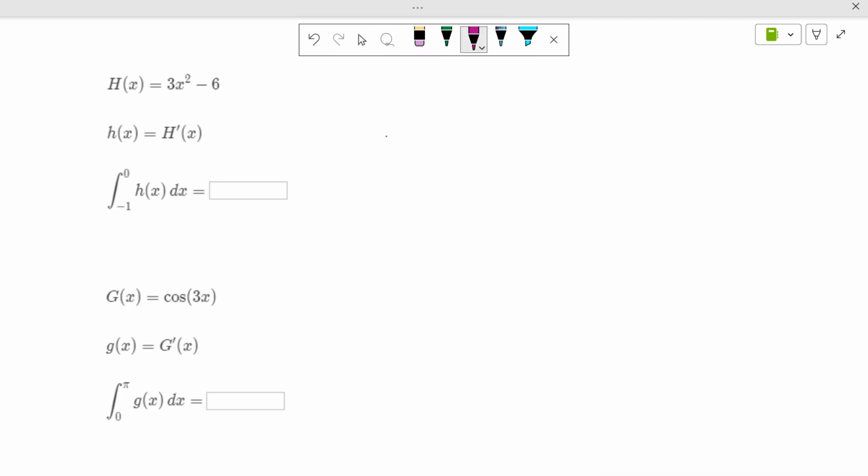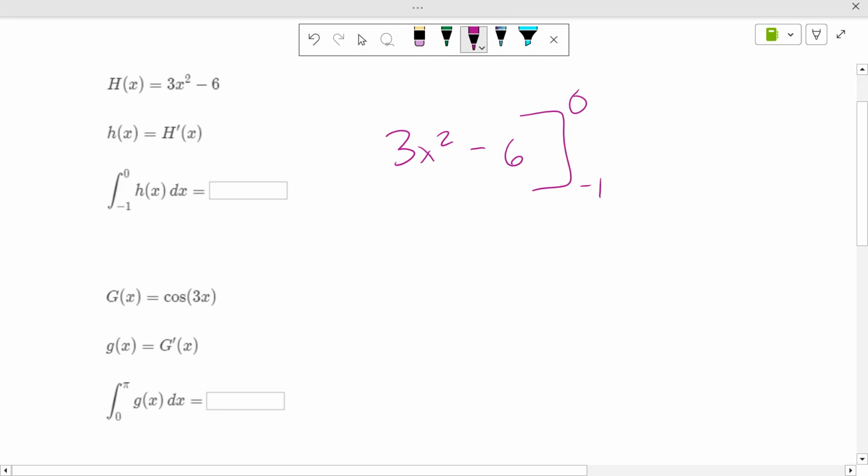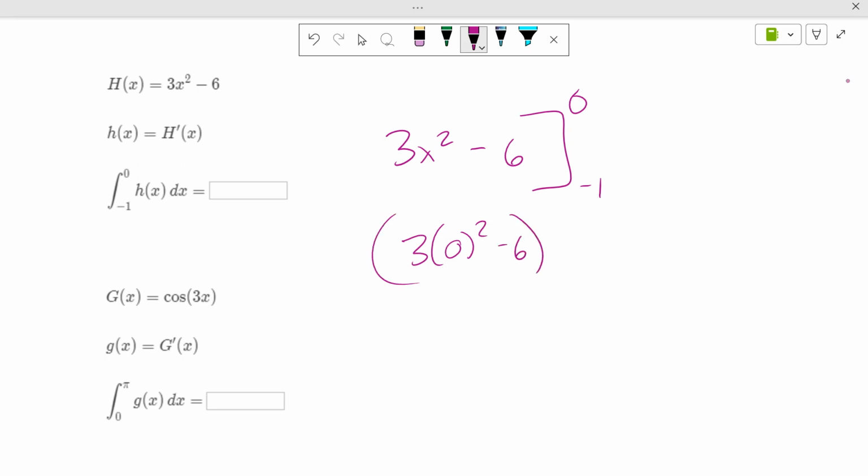So basically, you take 3x squared minus 6 from -1 to 0. Okay? So you could graph it out and find the area under the curve, or you could do this. You put 0 into the function, and then subtract from that, putting -1 into the function.